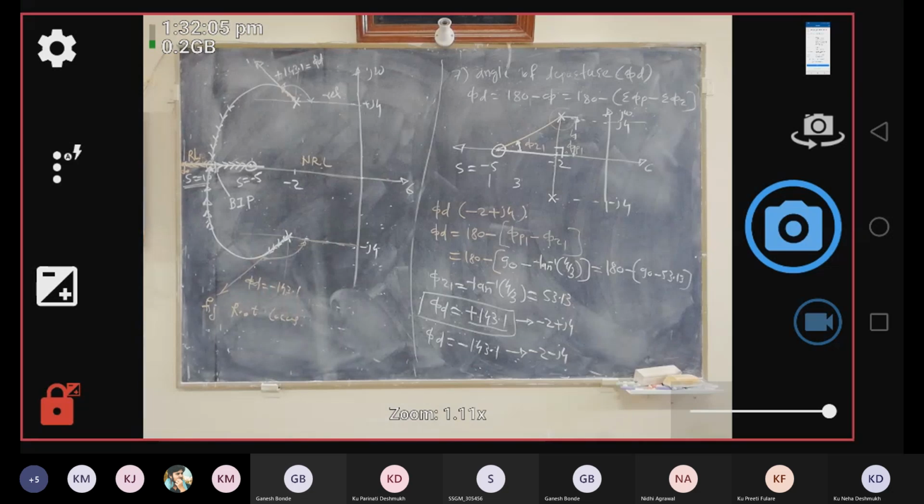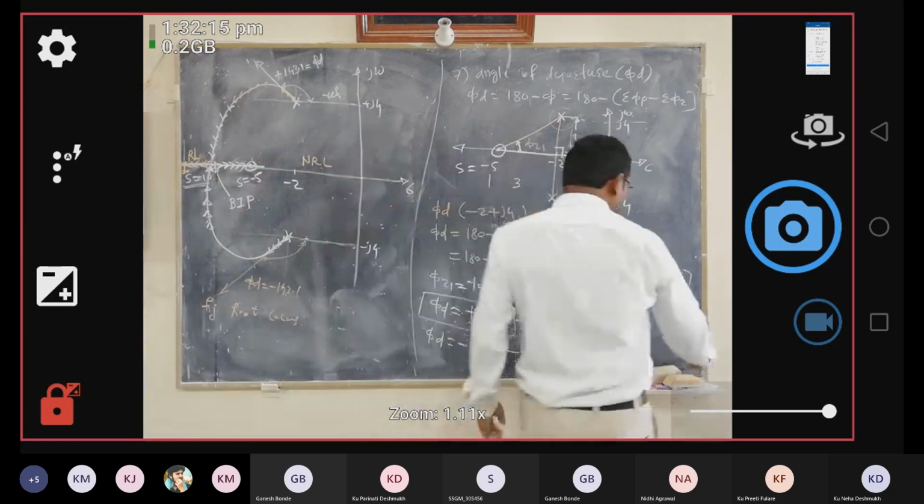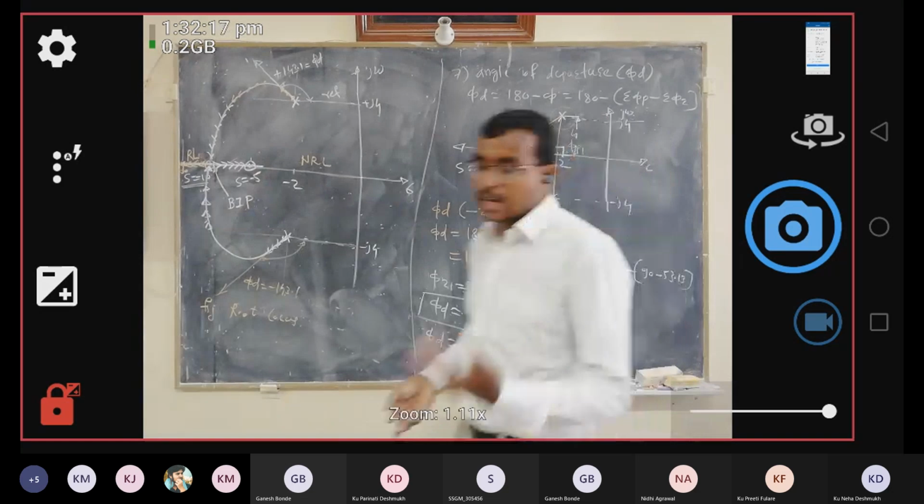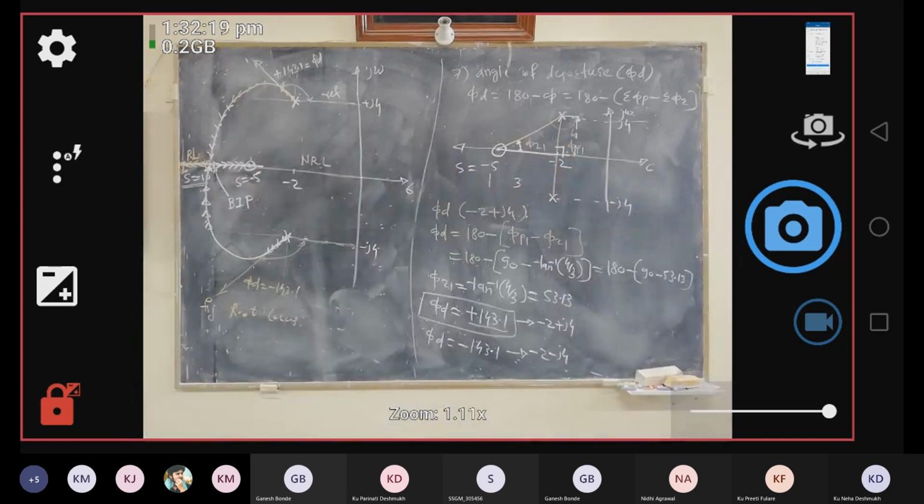So in this way, you can sketch a root locus. So root locus is a very interesting topic. As many examples as you are solving, you are getting a new clue. Okay, so you just do the practice of it.